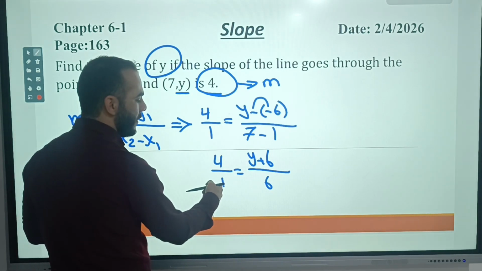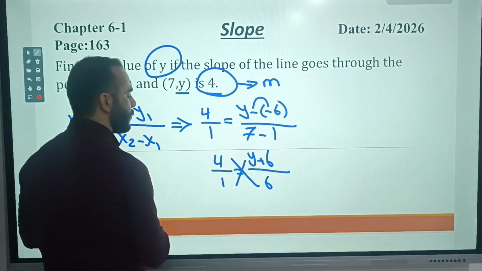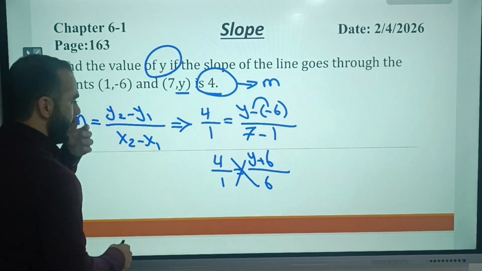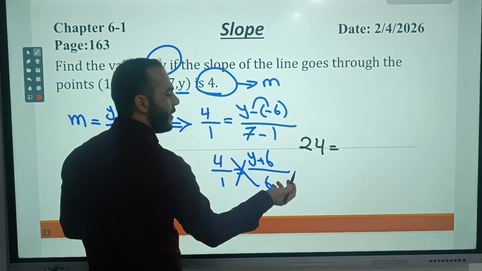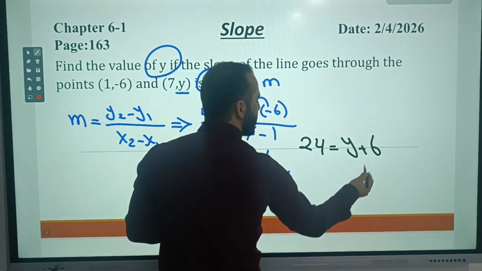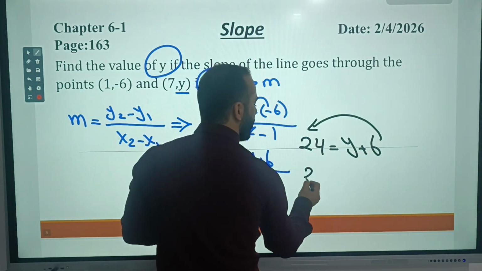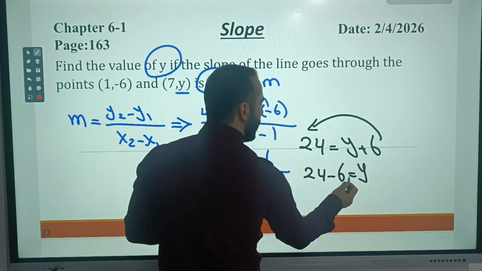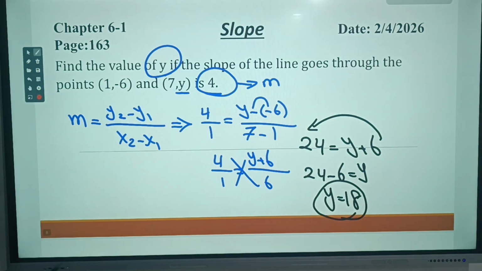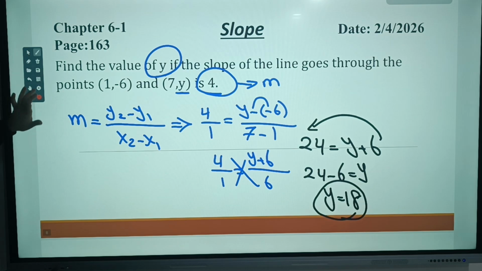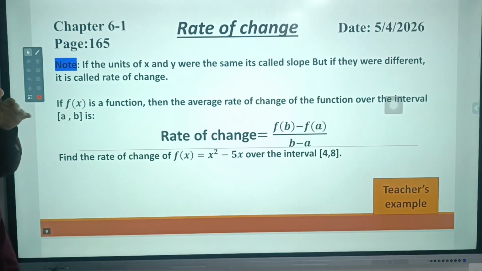Right now, why did I make this denominator 1? Because we needed to make a cross product. So if you make the cross product, 6 times 4 is going to give us 24 equals 1 times anything, which equals the same thing, so y plus 6. Move this 6 to the other side. So it's going to become 24 minus 6 equals y. So y equals 18. That's it. So the value of y that the question asked for is 18. That is the third type of question regarding slope and y-intercept. What else do we have here?